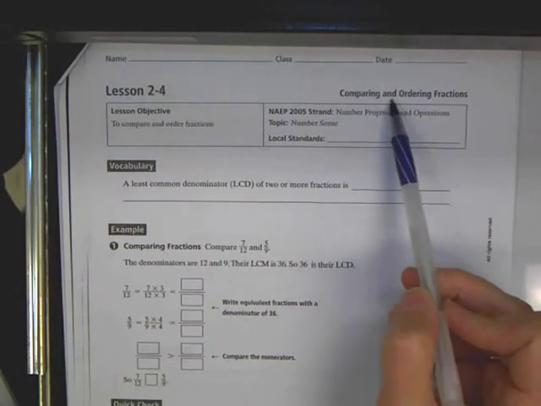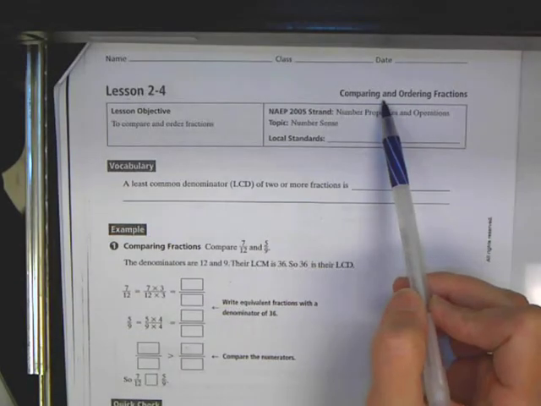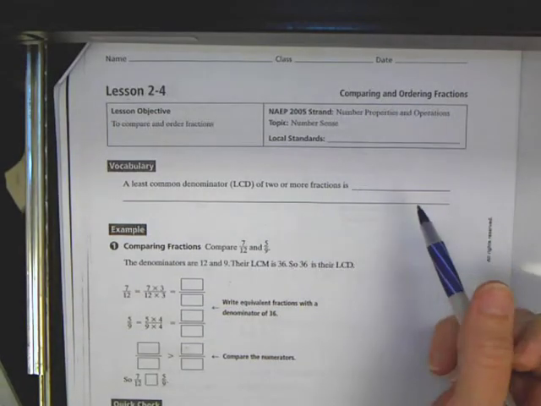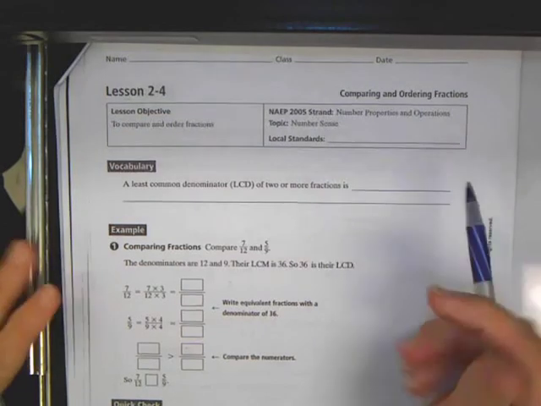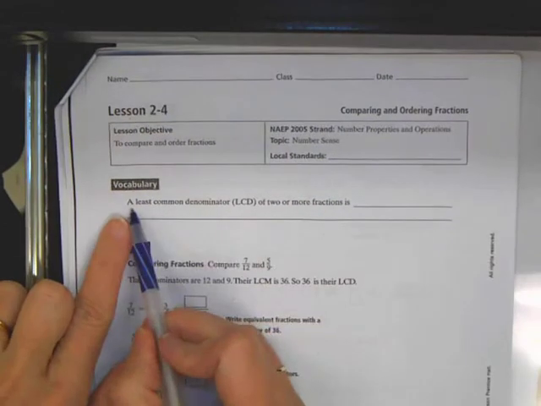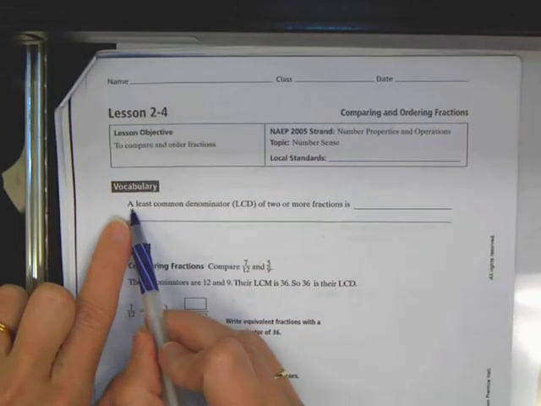Our topic for today is comparing and ordering fractions, and that's basically what our objective is as well. Let's start with our vocabulary.